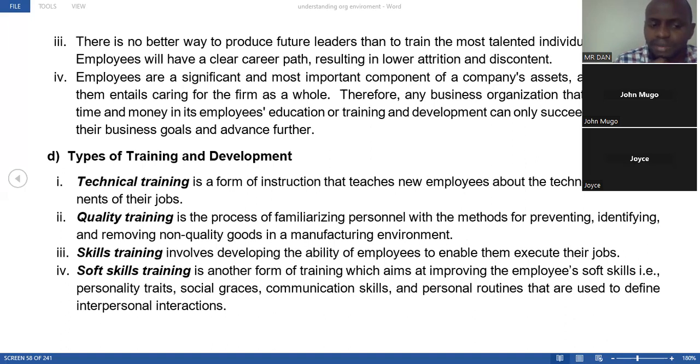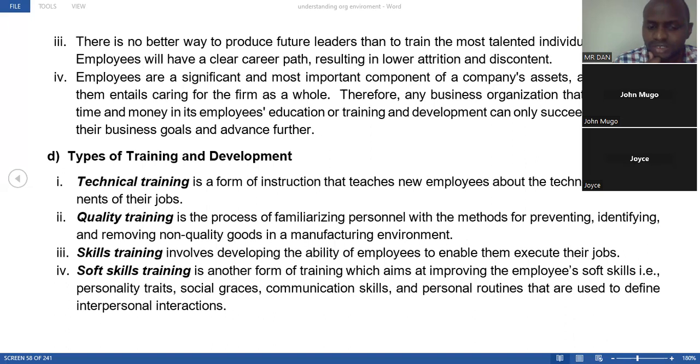Then the other type of training is skills training. This involves developing the ability of employees to enable them execute their jobs. So you are improving the skills of your employees so that they are able to improve in terms of how they work in their various departments.